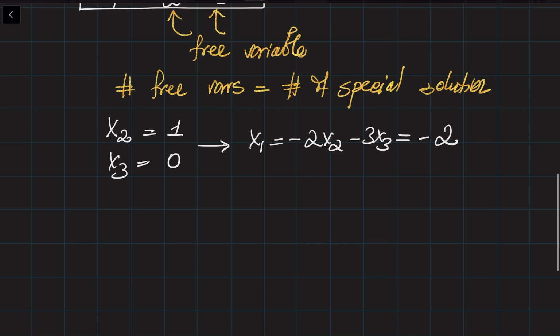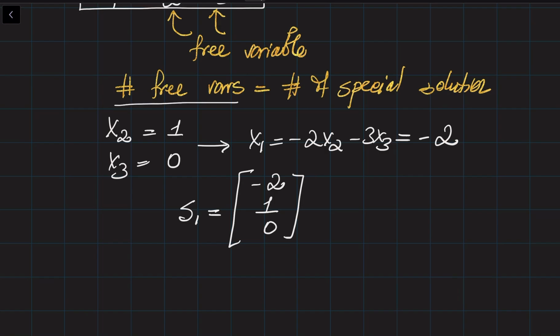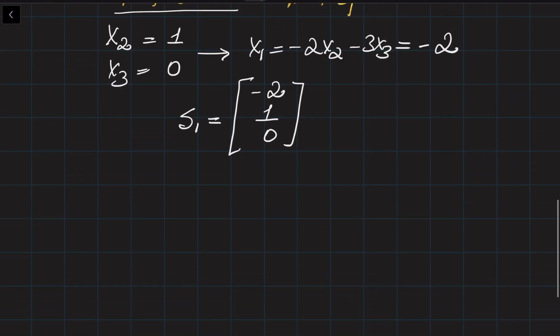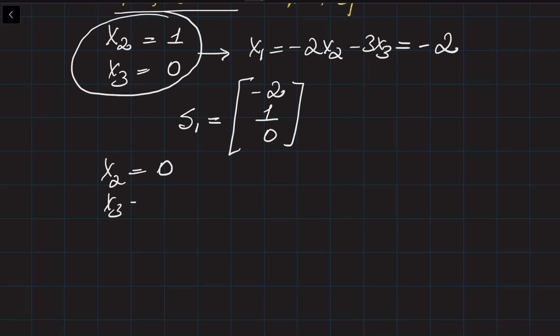So I've got now the vector, with x1 equal to minus 2, x2 equal to 1, and x3 equal to 0. I'm going to call this special solution 1, right? At the same time, the number of the free variables, which is equal to 2 in this case, tells me that there exists another special solution as well. And can you guess how we can find this? In the first case, in order to find the special solution, we set x2 equal to 1 and x3 equal to 0. In the second case, obviously, x2 should be equal to 0 and x3 equal to 1.